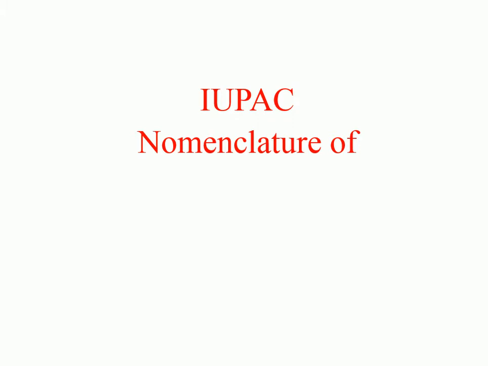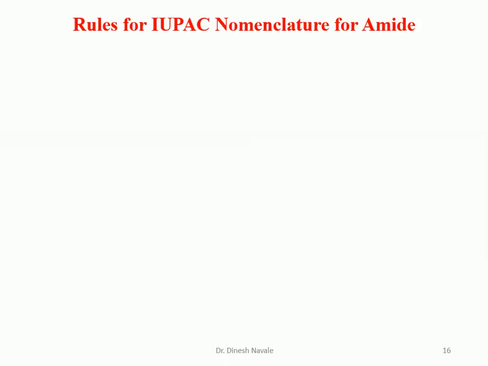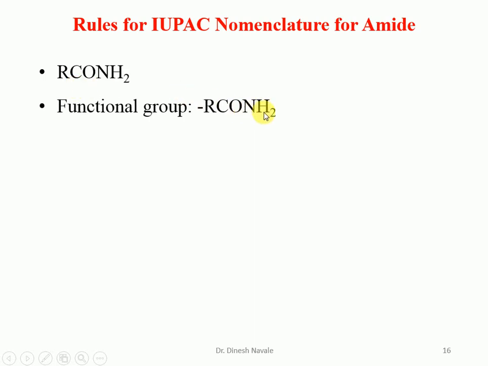Now we are going to see the IUPAC nomenclature for the amide molecule. When we give the IUPAC nomenclature for an amide, all the basic rules which we saw at the start of this video are going to apply here. Only the suffix part is going to change. So what are amides? Amides have the general formula RCONH2, and that is the functional group. It is a derivative of carboxylic acid in which the OH of the acid is replaced by NH2. That's why the RCONH2 carboxylic acid derivative is called an amide.